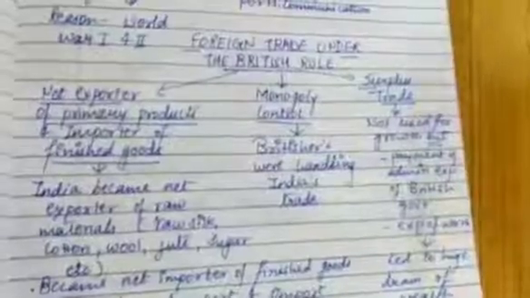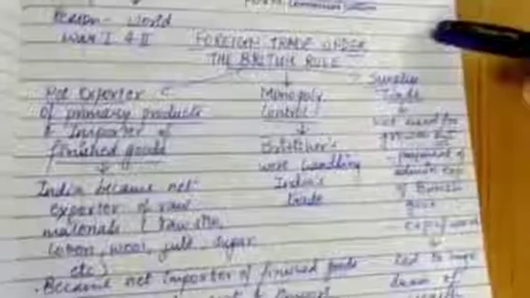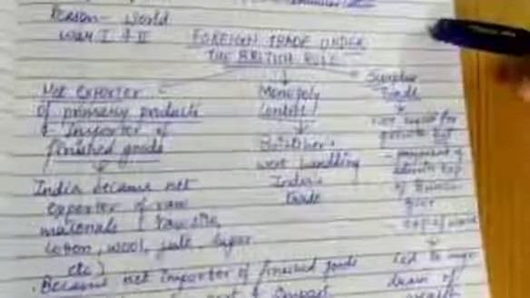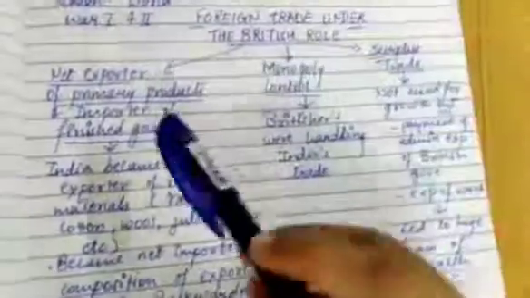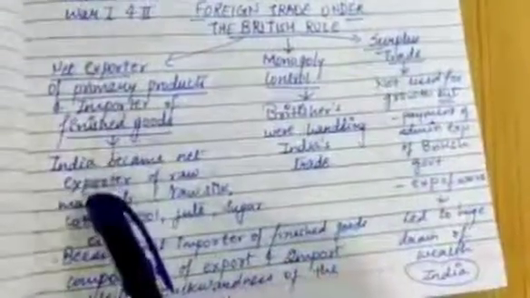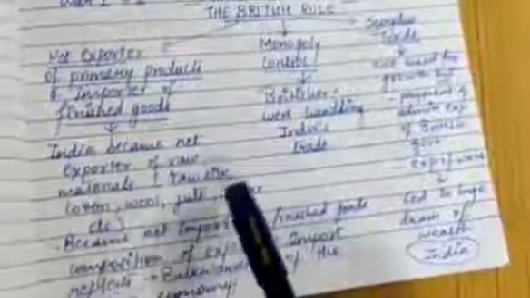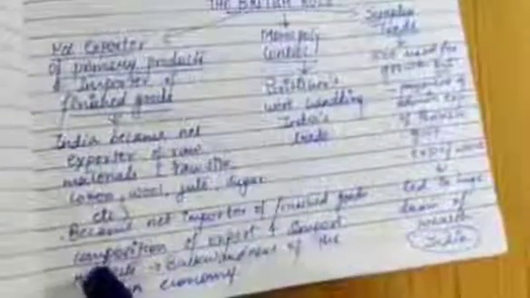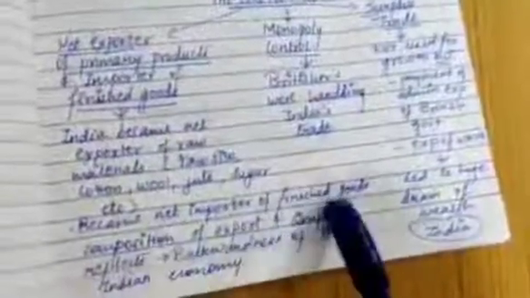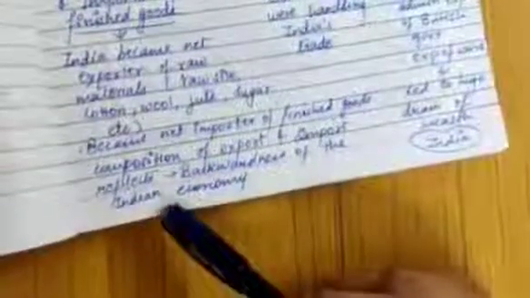Proceeding towards foreign trade under the British rule. Now India had acquired eminence under foreign rule, but the Britishers came and ended that. Now we will be seeing three observations on how they did it. First, India was a net exporter of primary products and importer of finished goods. India became a net exporter of raw materials like raw silk, cotton, wool, jute, sugar, etc., and it also became a net importer of finished foreign goods. So the composition of export and import reflects the backwardness of the Indian economy.